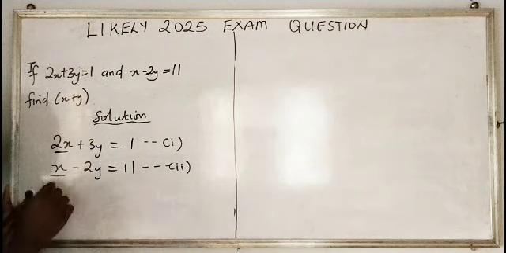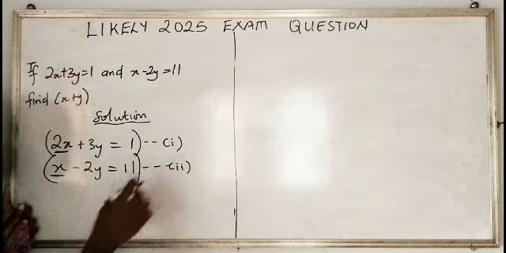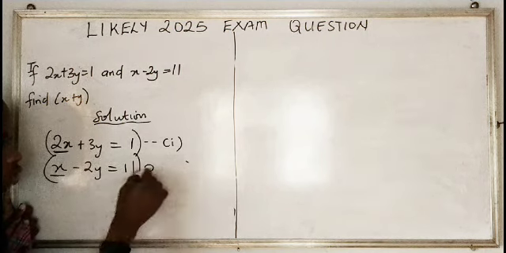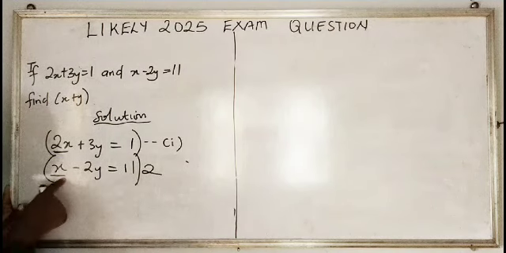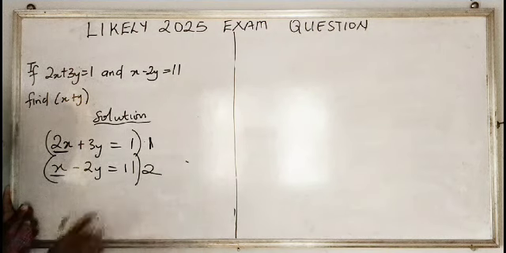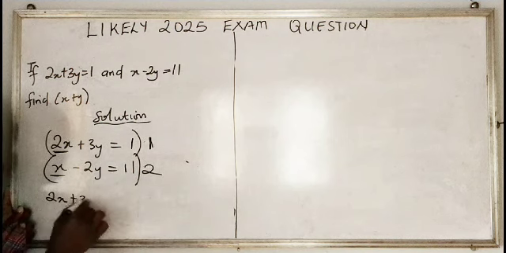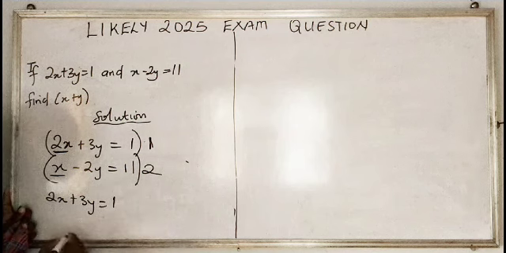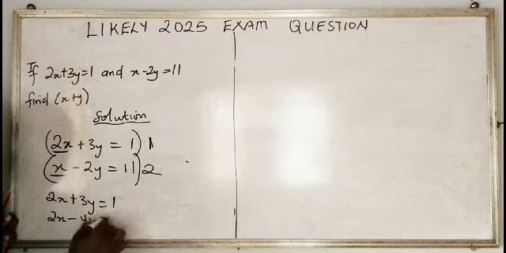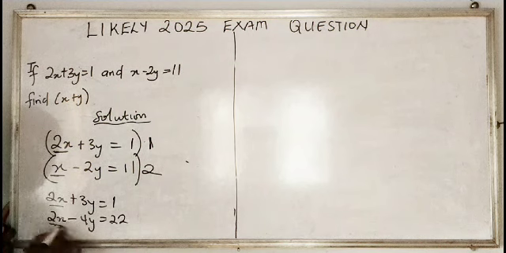It is simple. The coefficient of x in equation 1 will be used to multiply equation 2. What is the coefficient of x in equation 1? It is 2. So we will use it to multiply equation 2. What is the coefficient of x in equation 2? It is 1. So we will use it to multiply equation 1. So now let's go. 1 times 2x gives us 2x. 1 times plus 3y gives us plus 3y. Equals 1 times 1 gives us 1. 2 times x gives us 2x. 2 times minus 2y gives us minus 4y. Equals 2 times 11 gives us 22. Now we have succeeded in making the coefficient of x in both equations the same.